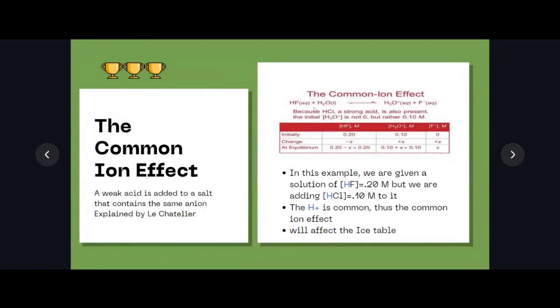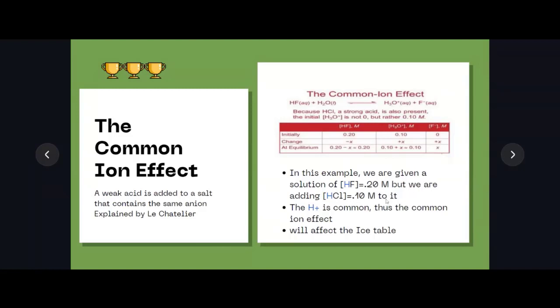Okay, now we are going to talk about the common ion effect. It's essentially when a weak acid is added to a salt that contains the same anion, and this is explained by Le Chatelier. Let's take a look at an example. In this example, we are given a solution of HF, right? So HF is 0.20 M, but we are adding HCl at 0.10 M to it.